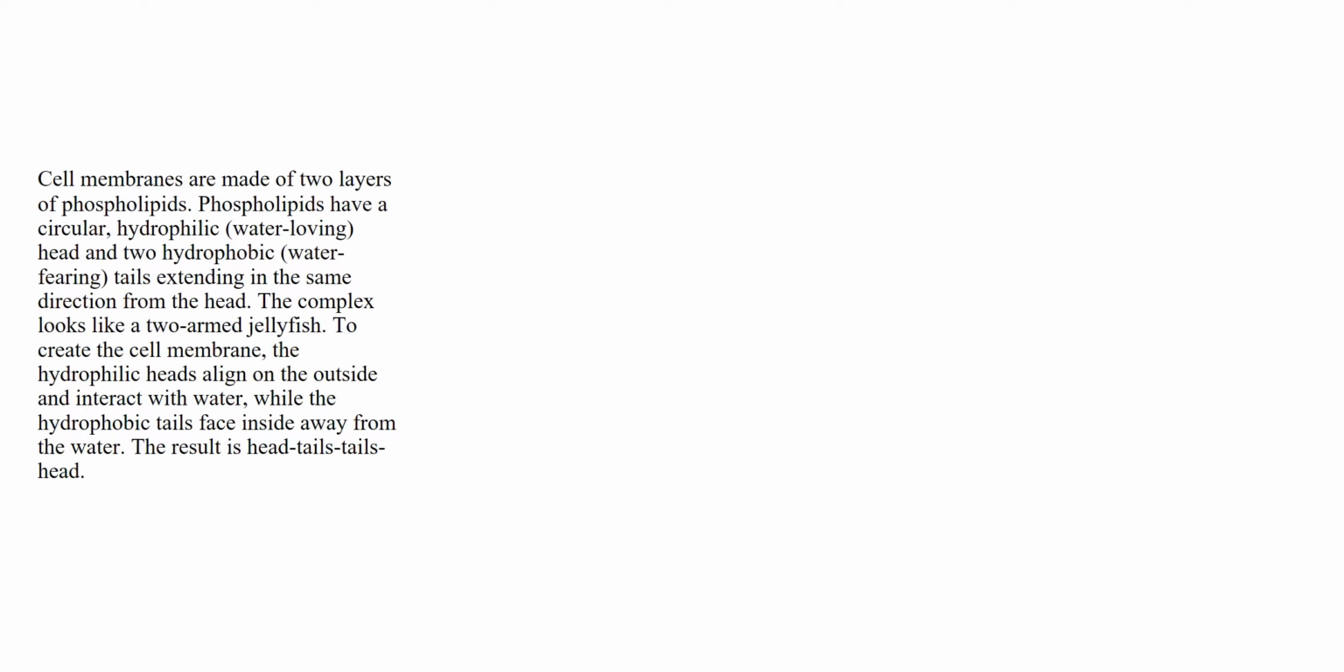The topic for this translation video is phospholipid bilayer. Our passage states, cell membranes are made of two layers of phospholipids. Phospholipids have a circular, hydrophilic or water-loving head and two hydrophobic or water-fearing tails extending in the same direction from the head. The complex looks like a two-armed jellyfish.